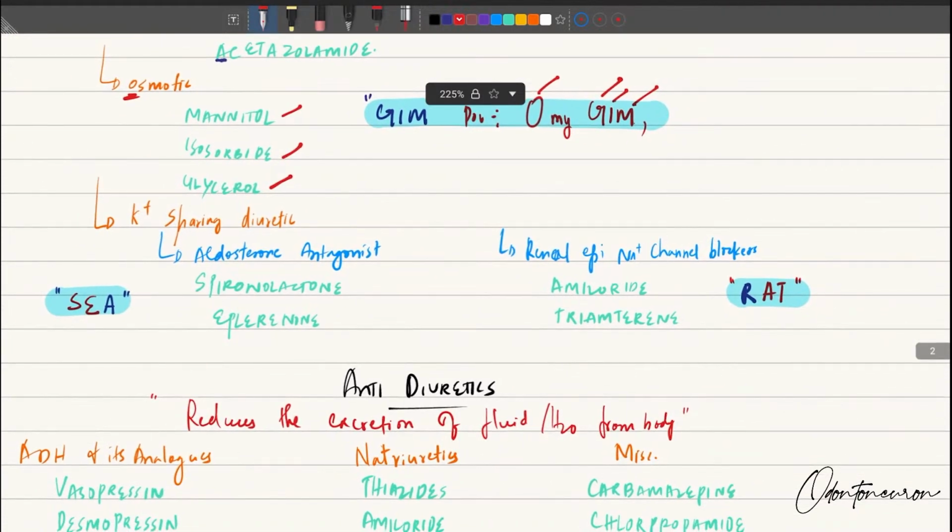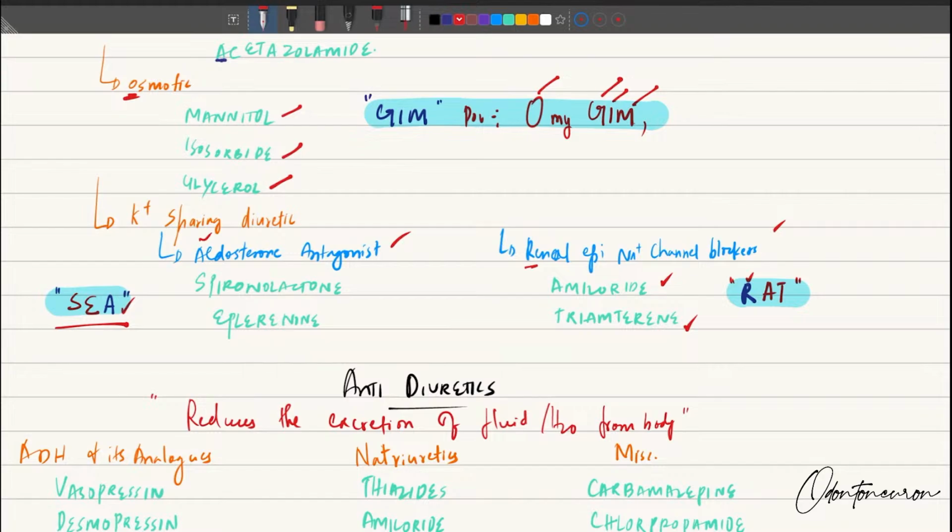Now the next weak diuretics are the potassium sparing diuretics. We can classify them into two parts: aldosterone antagonists and renal epithelial sodium channel blockers. For aldosterone antagonists, the mnemonic is SEA. S is spironolactone, E is eplerenone, and A is for aldosterone antagonist. Clear? For renal epithelial sodium channel blockers, the mnemonic is RAT. R is for renal epithelial, A is for amiloride, and T is for triamterene.